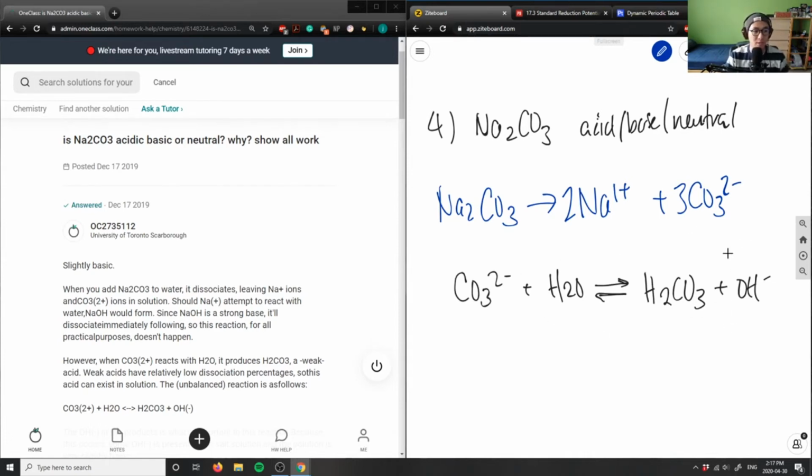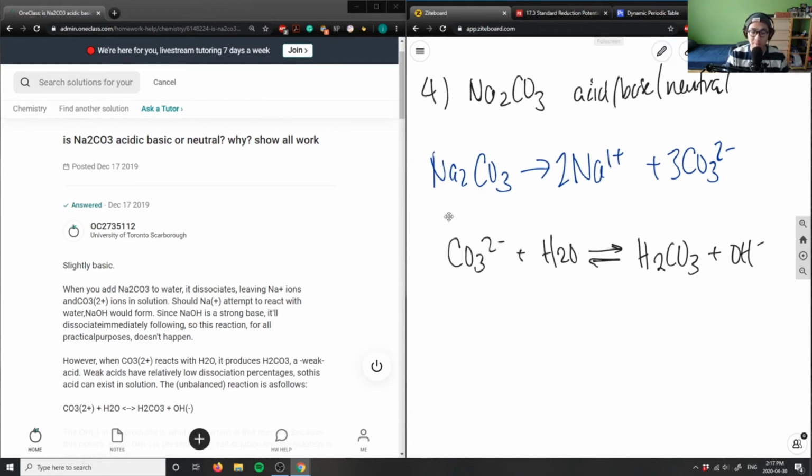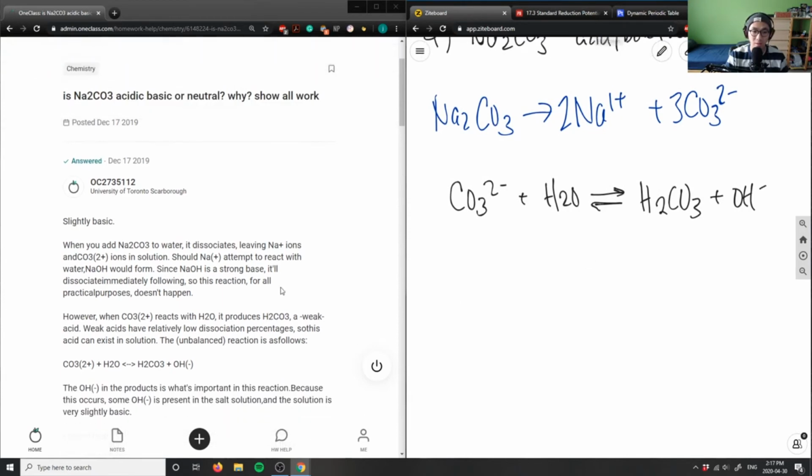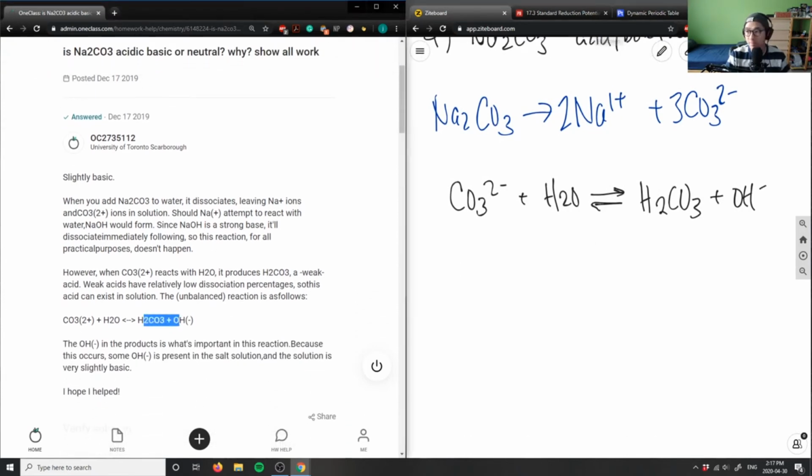And once it forms this hydroxide ion, we know that this hydroxide ion is slightly basic, right? We have a weak acid here and we have a strong base here. So this compound is slightly basic. We know that our carbonate ion is going to react with water. It's going to be in an equilibrium with H2CO3, which is our carbonic acid, again, our weak acid in this case. We have a weak acid and a strong conjugate base here.